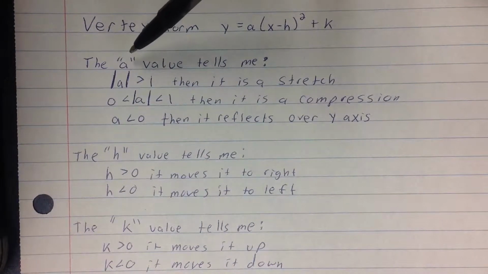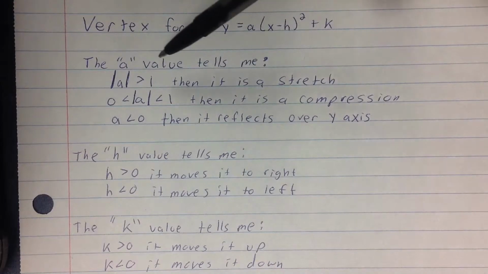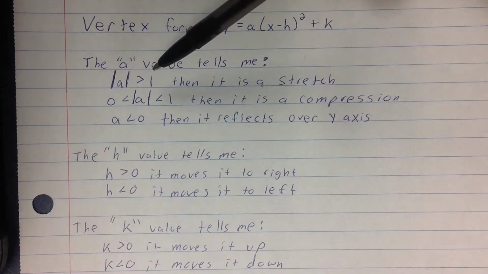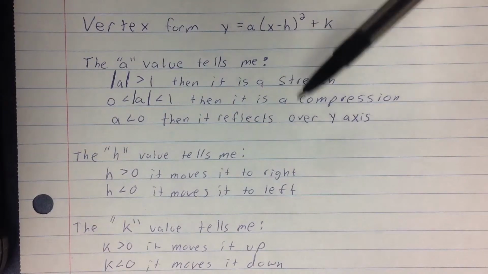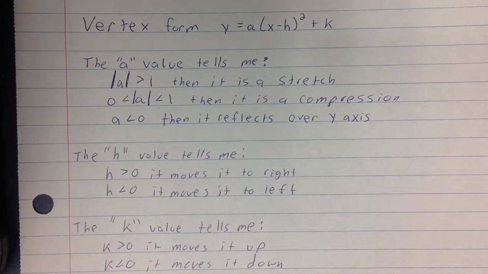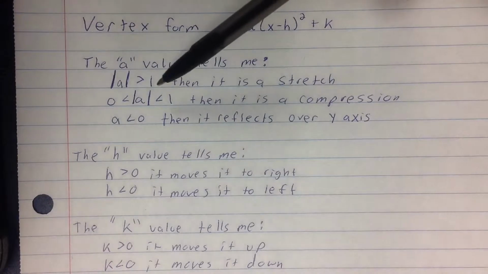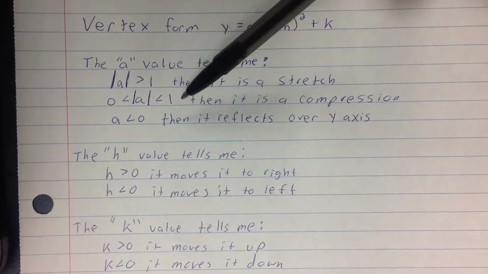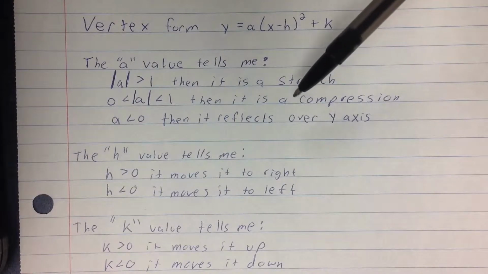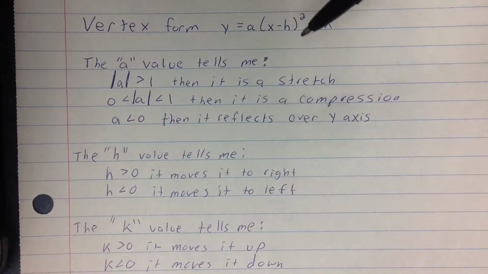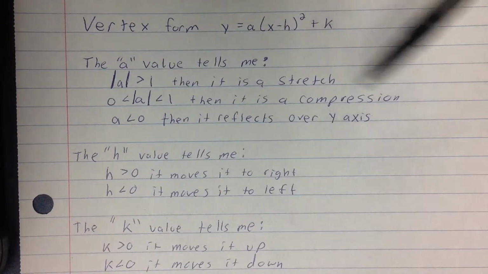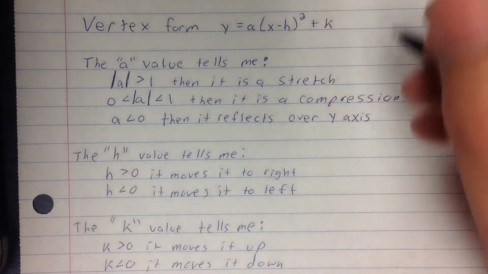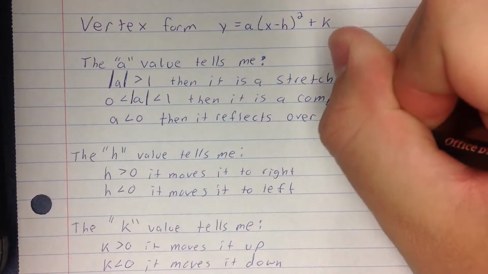The a value tells me if the absolute value of a is greater than 1, then it is a stretch, or in other words, it tightens up the parabola. If the absolute value of a is between 0 and 1, then it's a compression of the parabola, which means it kind of flattens it out towards the x-axis. If a is less than 0, then it reflects over the x-axis.